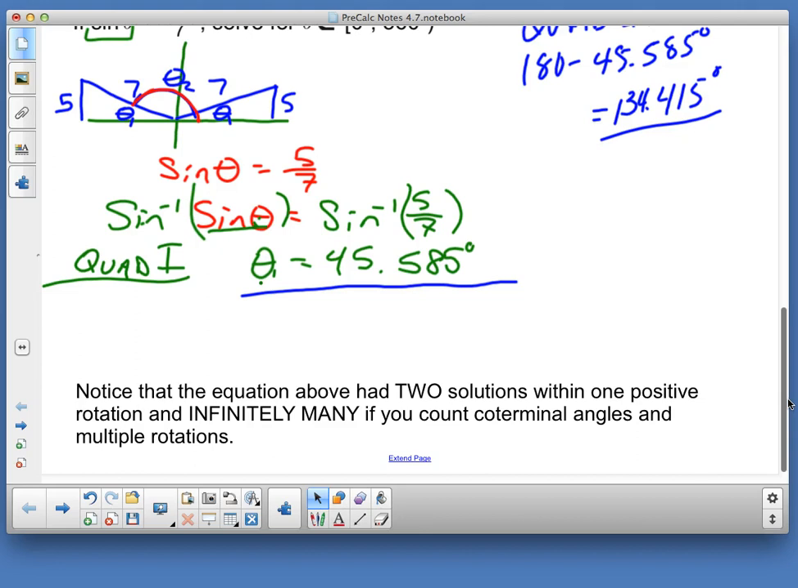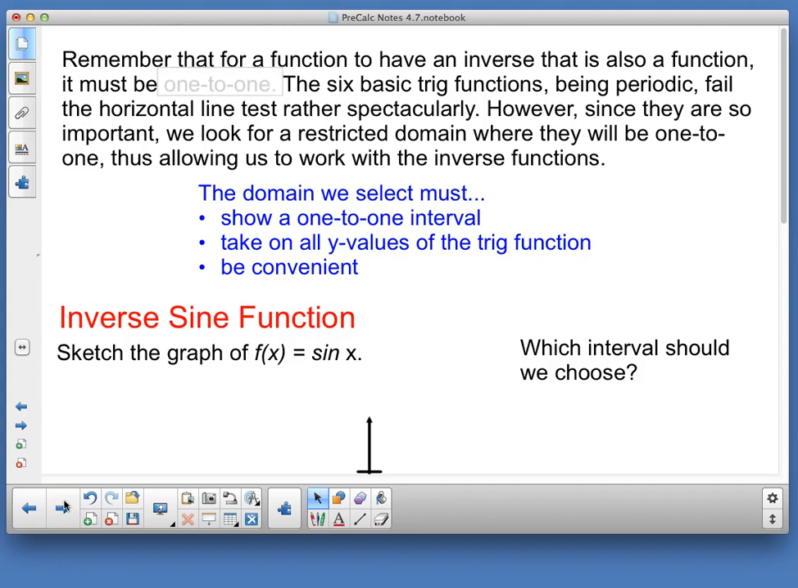All right. Part of this is that we have to have our inverse be one-to-one, and right now it's not. We don't have our reflection across the y equal x line one-to-one when we're working with our sine function. The six basic trig functions being periodic fail the horizontal line test rather spectacularly, because it just keeps crossing over and over and over all the time. However, since they are so important, we look for a restricted domain where they will be one-to-one, thus allowing us to work with inverse functions.